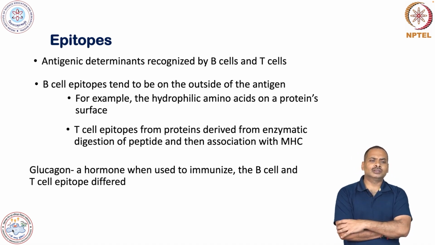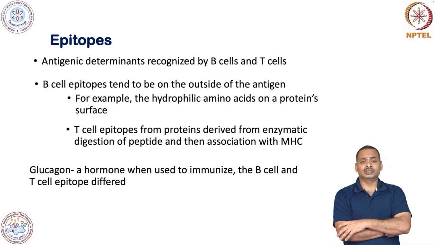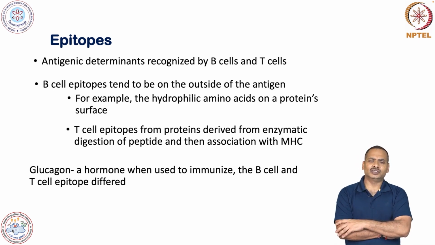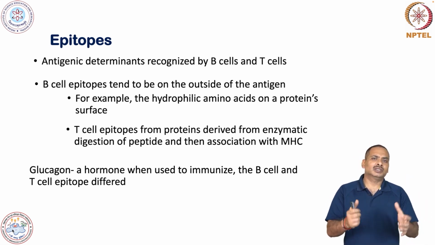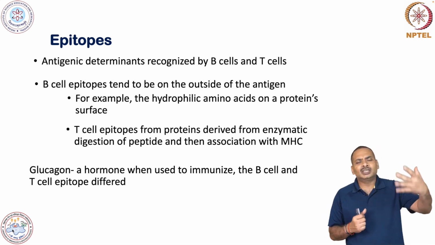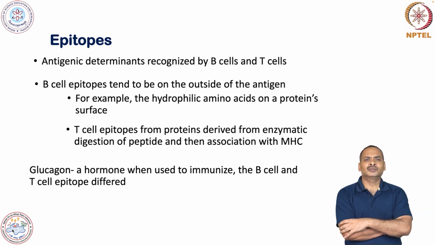So, there is one example. Glucagon is basically a hormone. When we immunize the animal with glucagon, then B cell and T cell epitopes will differ. Okay, it's not the same epitopes. For example, if an animal is challenged with some antigen, the B cell epitope and T cell epitope will be entirely different. Okay.